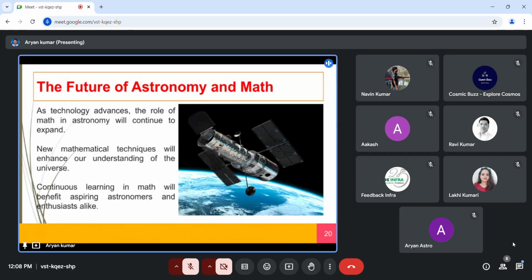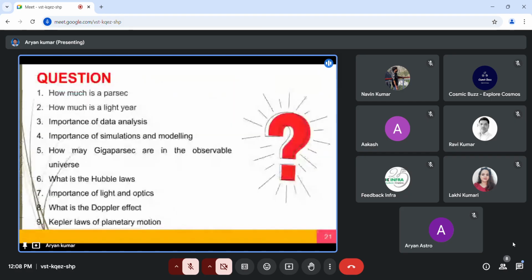Now we are heading to our questions. A parsec is about 30 kilometers, and a light year is how much distance light travels in a year. Data analysis helps us predict what is going to be next. Simulations and modeling help us understand what would happen in a typical scenario. There are about 46 gigaparsecs in the universe.